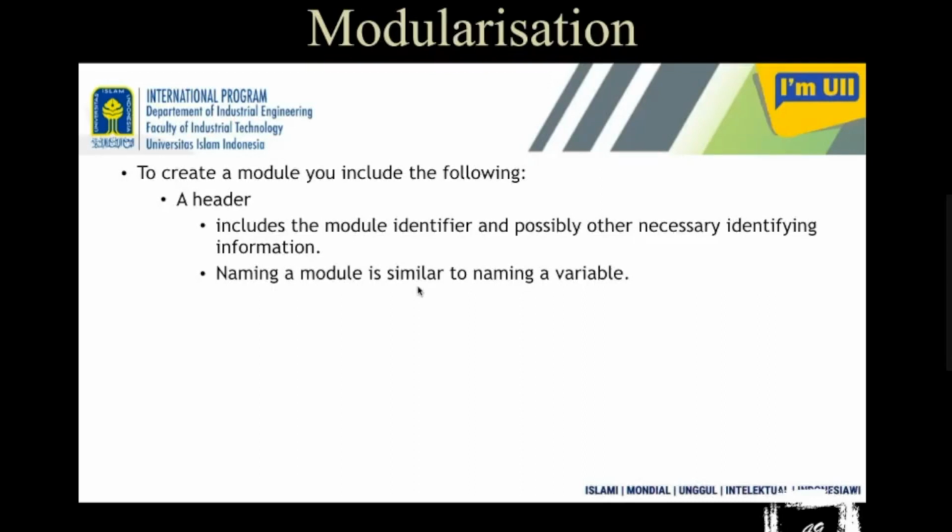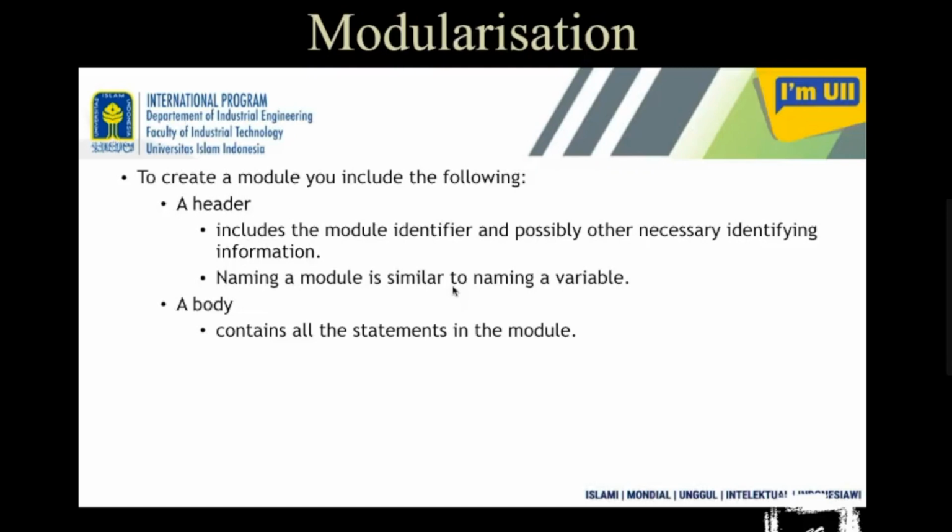If you want to write the first name of a person, then the variable name will be first name. If you want to write a module for cooking rice, the module name will be such that by looking at the name, you can say that this module explains the steps for cooking rice. And the body consists of a set of steps which are used to solve the problem for which this module has been created.